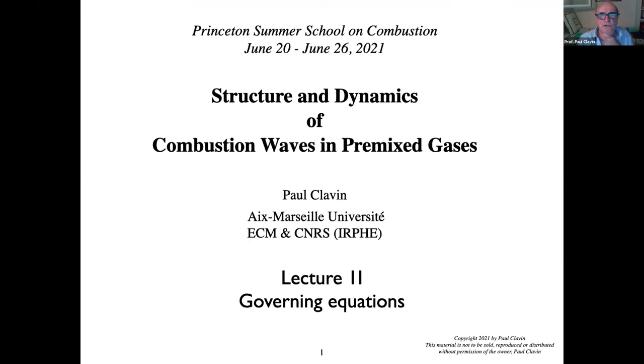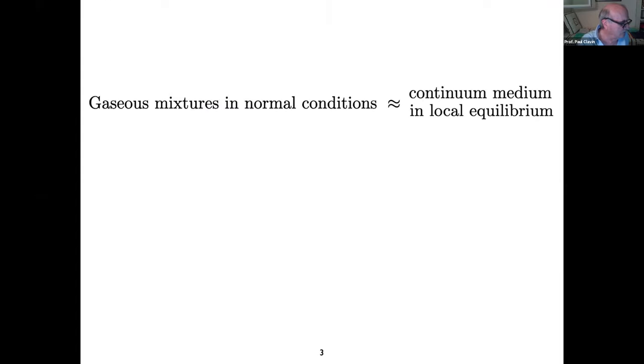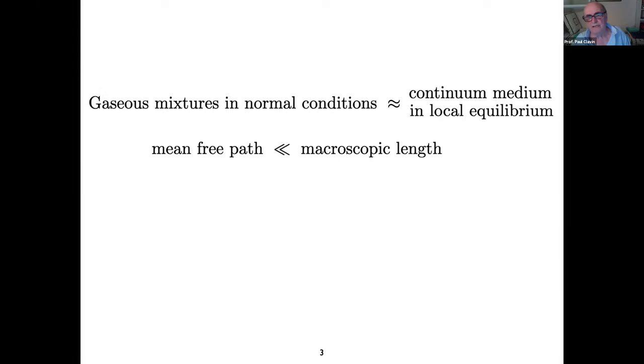concerns the governing equations. In a gaseous mixture in normal conditions, it can be considered as a continuous medium in local equilibrium. This is because the mean free path between two collisions is much smaller than every length characterizing the gradients of macroscopic quantities like temperature, density, and so on.